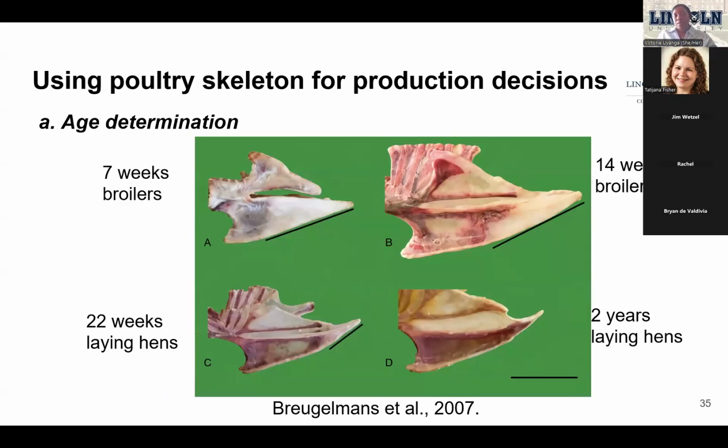Having this knowledge of how the skeletal system is, how would this be important in terms of production decision making? There's this study by Bruggelams et al. 2007, and they were trying to use the bone structure to determine age. So if you work with ruminants, we have the use of teeth. You can use the tooth as a way to determine the age of maybe your sheep or your goat. But in this case, they were using the sternum to determine the age of, in this case, 7-week-old broilers, 14-week-old broilers, laying hens at 22 weeks, and then laying hens at 2 years old.